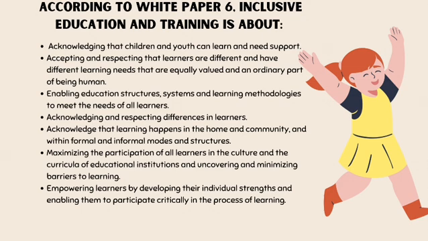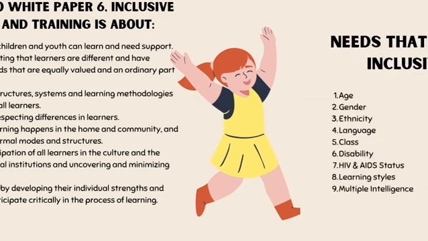According to White Paper 6, inclusive education and training recognizes that all children and youth can learn and deserve support tailored to their individual needs and strengths. It values diversity as a normal part of human experience and works to remove barriers by adapting educational systems, methods, and environments. Learning is understood as occurring both formally and informally within schools, homes, and communities with the goal of empowering every student to participate fully and critically.